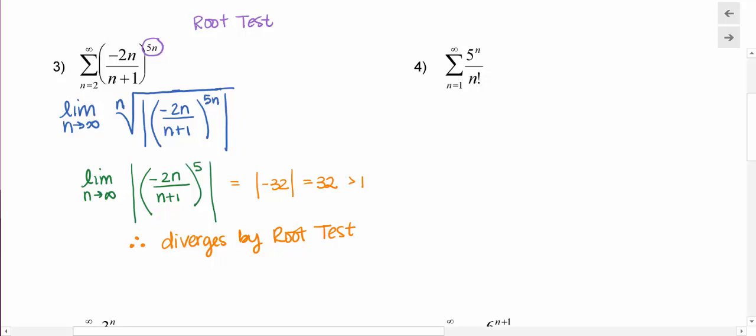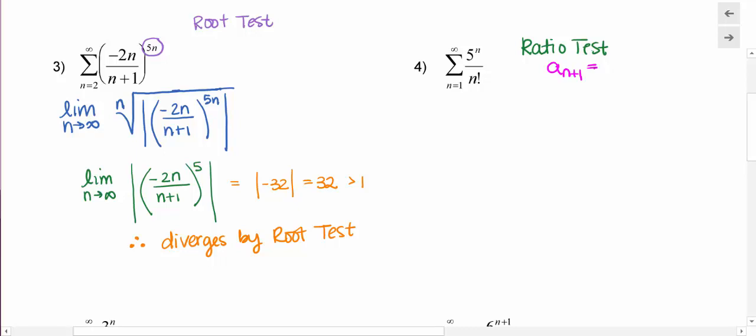If I have sort of a hodgepodge of things going on, whether it looks part p-series, part geometric, or part factorial, the ratio test usually bails me out and enables me to determine if this is convergent or divergent. So let's go ahead and use the ratio test.